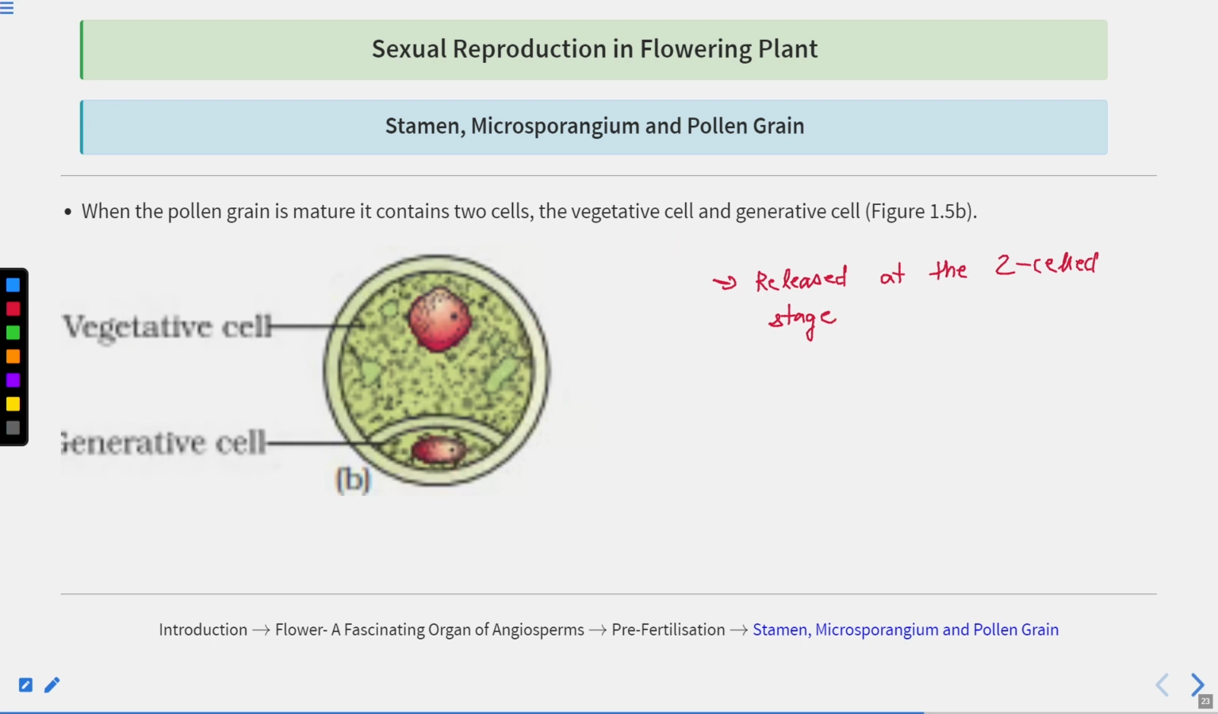Okay, the larger cell is known as the vegetative cell. The smaller cell is known as the generative cell. In some cases, the pollens are released in the 3-cell stage, where the generative cell divides to form the 2 male gametes.